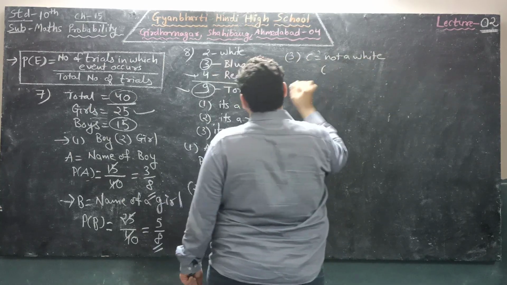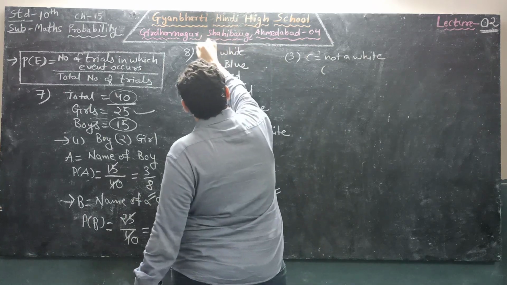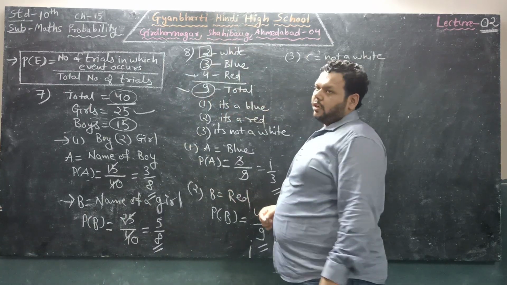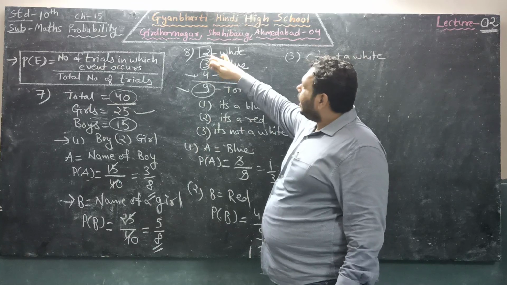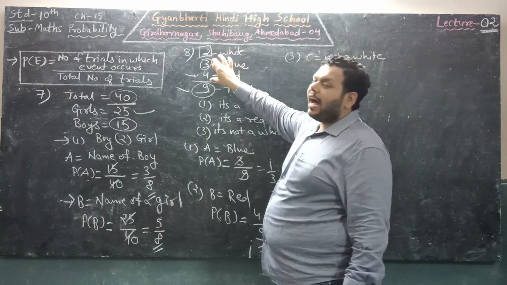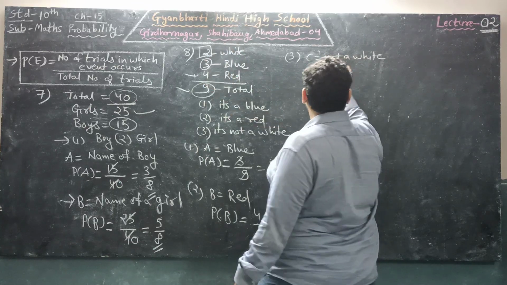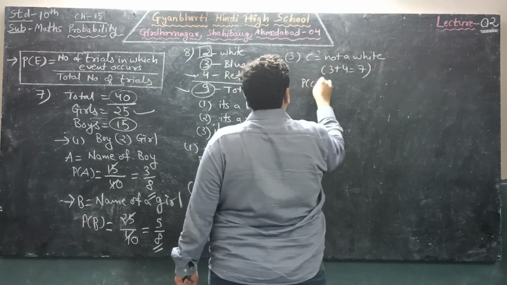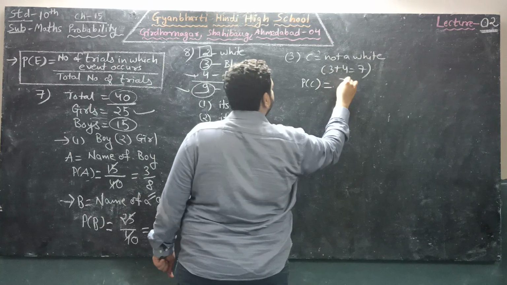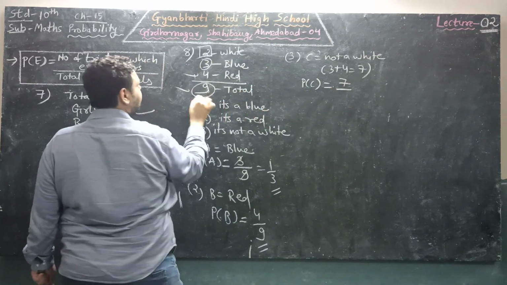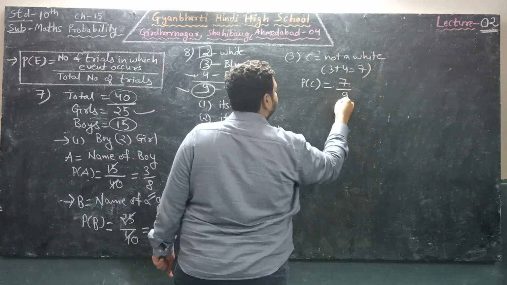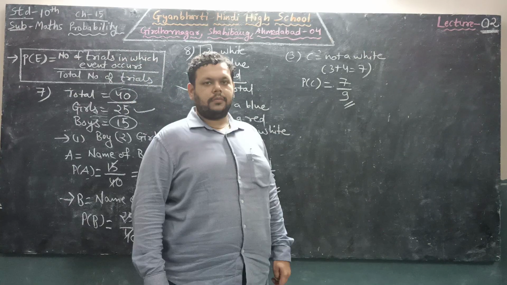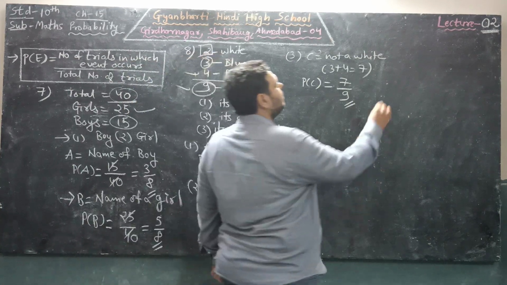And the third one is not a white. We know that there are 2 white marbles in the box. So remaining marbles are not white. So 3 plus 4, 7 marbles are not white. So probability of C will be 7 upon total marbles 9. So 7 upon 9.